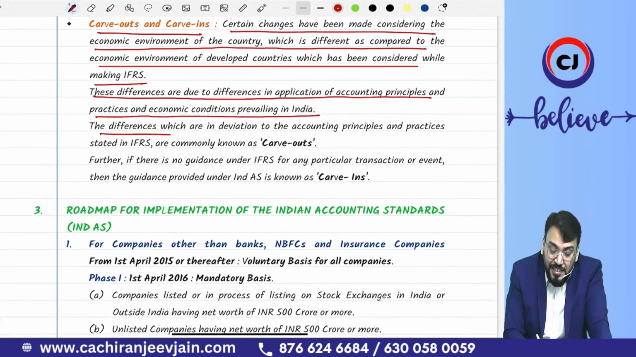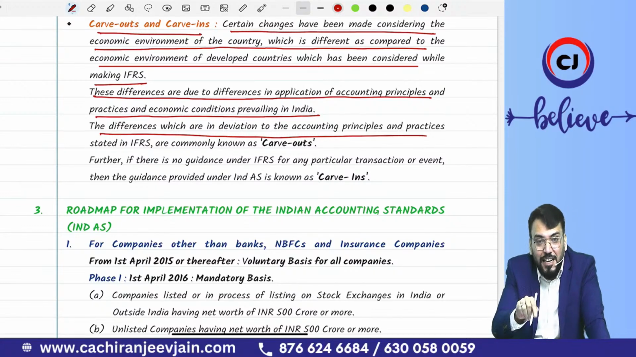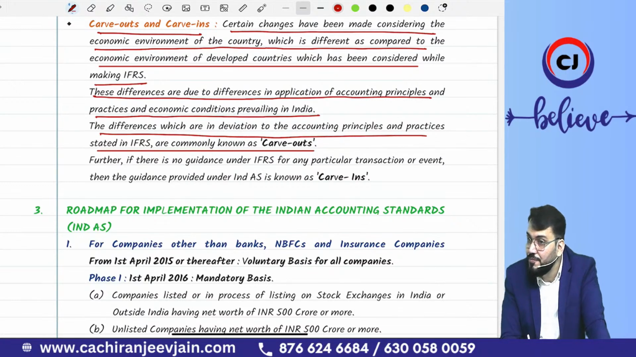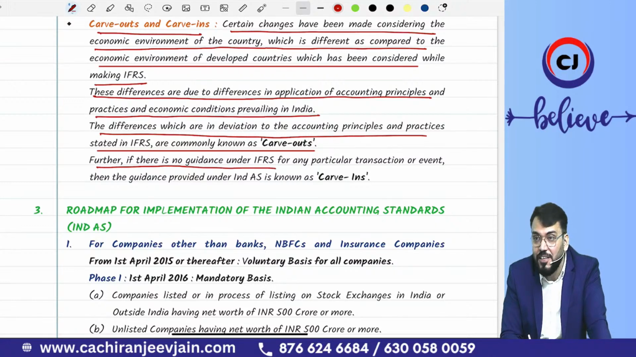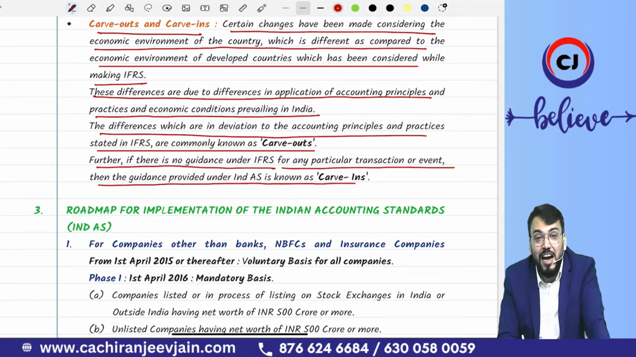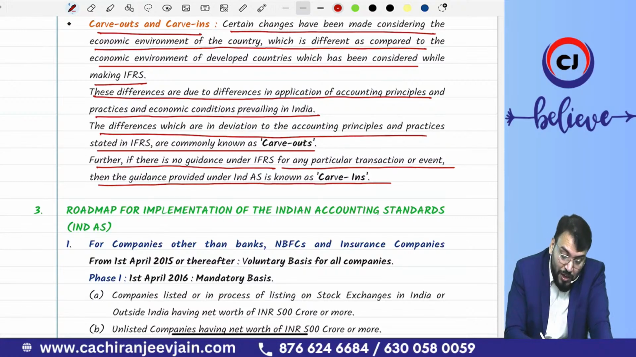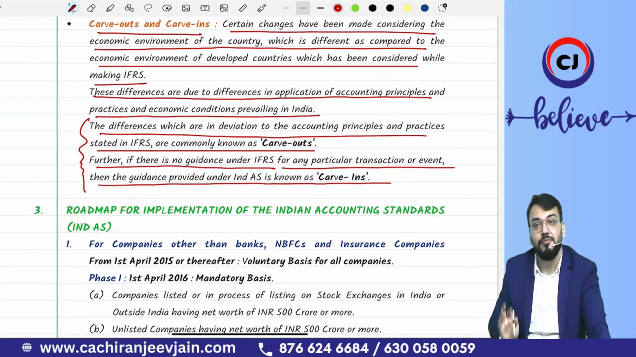The differences which are in deviation of accounting principle and practice are commonly known as carve out. Understood? Second, there was no guidance under IFRS for any particular transaction or event, and that guidance was provided under IND AS. That guidance is known as carve in. So there is only one carve in. All balance are carve out. What are carve out and what are carve in, that we will do in the respective IND AS. Understood?